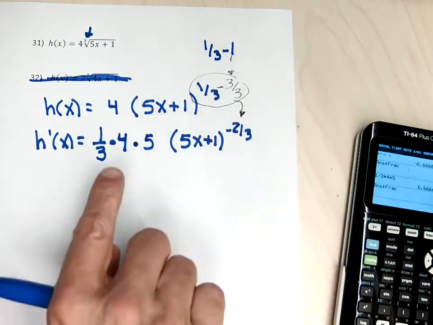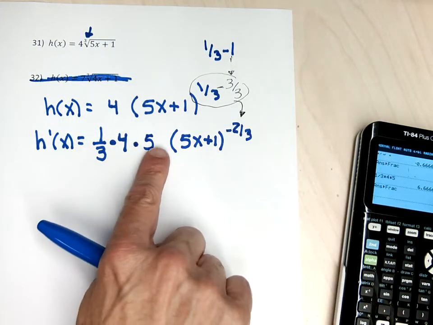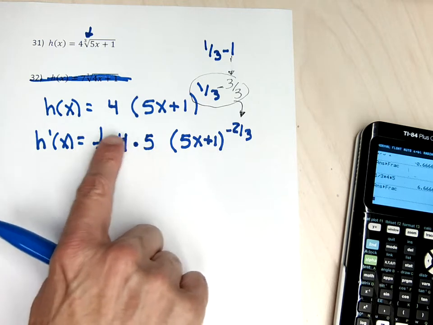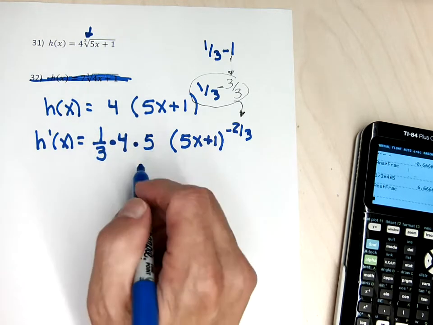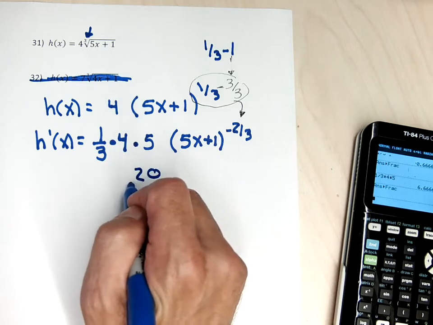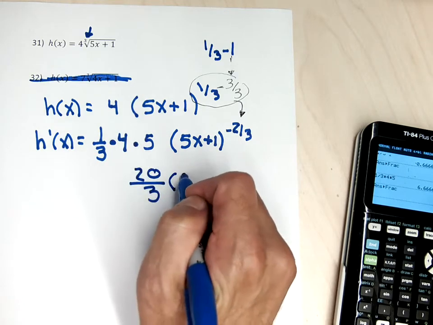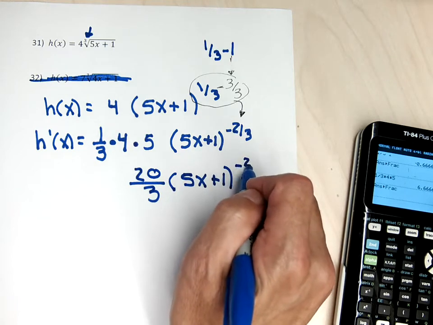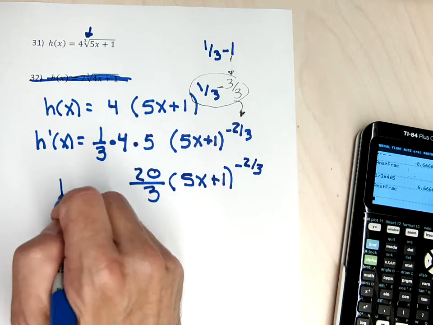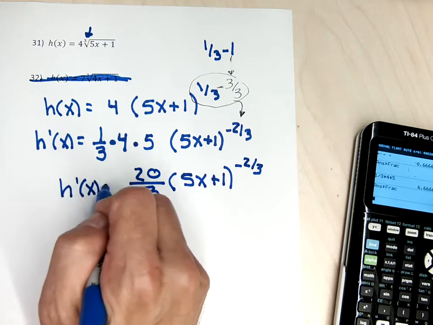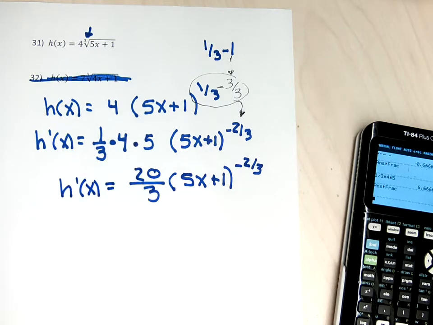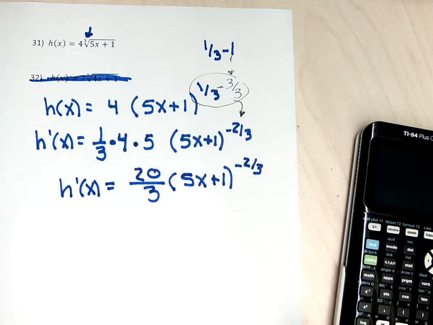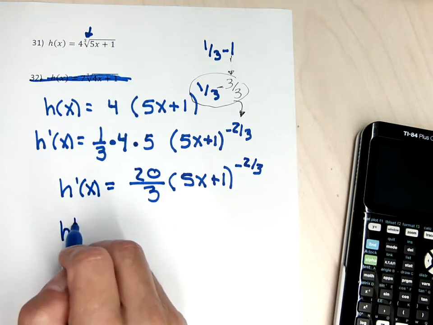And I know that if you're multiplying fractions by integers, you just multiply the numerator. So I just did 1 times 4 times 5 and then over 3. So this is going to be 20/3. And then 5x plus 1 to the negative 2/3. That's the derivative. It's simplified enough where if you didn't simplify further or made a mistake simplifying, it's just kind of a minus 1. But I'm going to make the negative exponent positive.